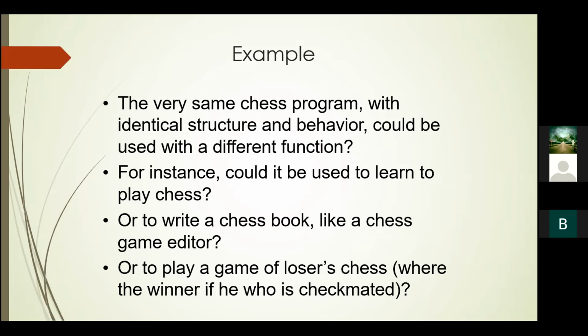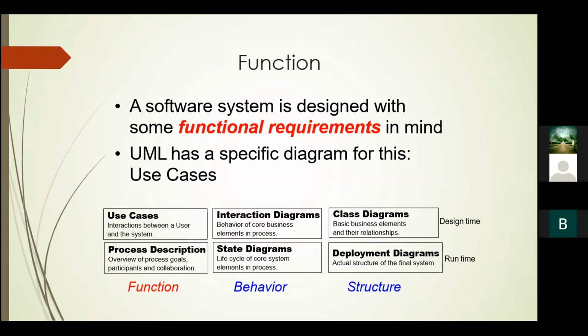Pag ginalaw mo, ano yung mangyayari. So, pwedeng i-apply doon sa program. Or write a chess book like a chess game editor. So, maraming mga factors na pwede nating gamitin. Or to play a game of losers, where the winner is he who is checkmated. So, yun yan, pwede tayo magkaroon ng mga, halimbawa, artificial intelligence, or pwede natin lagyan ng mga level yung chess game from easy, intermediate, and advanced.